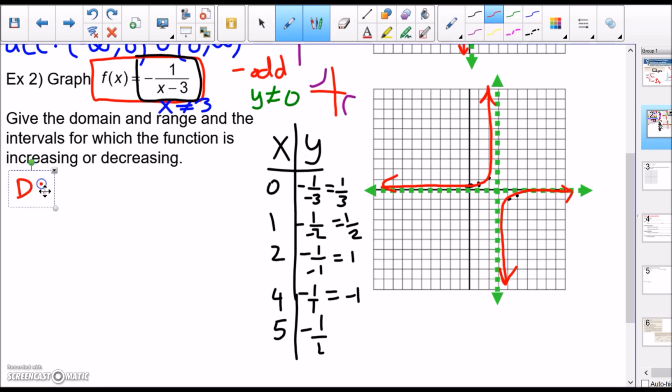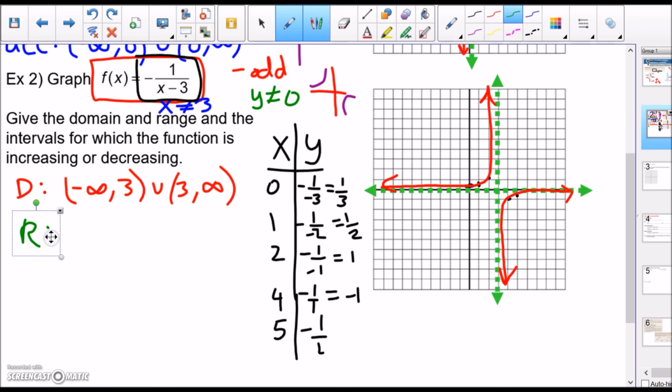So we want the domain. Squash it onto the x. We're looking at all real numbers except 3. And for the range, squash it onto the y. We're looking at all real numbers except for 0.